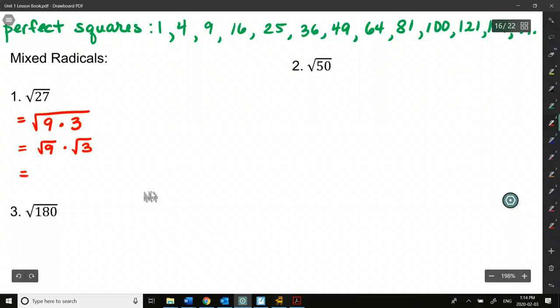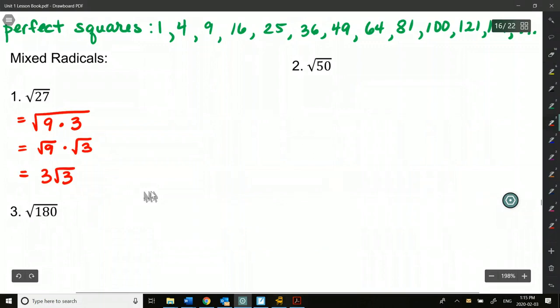And so I can actually square root now this perfect square part. What's the square root of 9? 3. So I can actually write this as 3 root 3. That's how we simplify a radical. Okay, and now we've written this as a mixed radical.